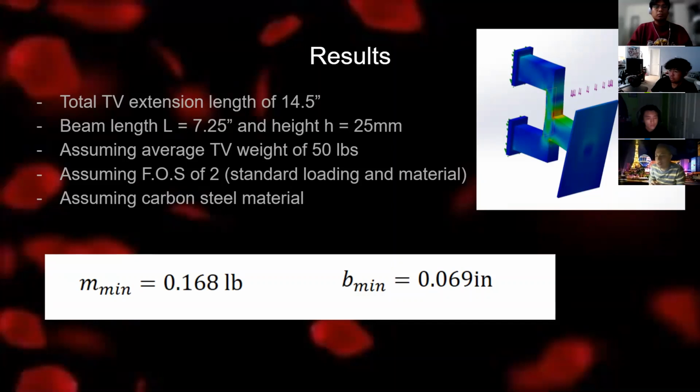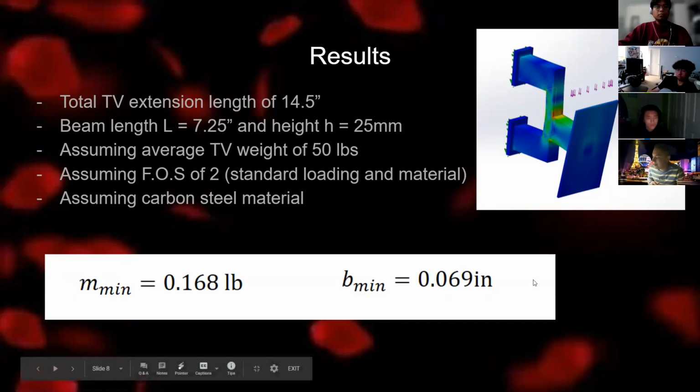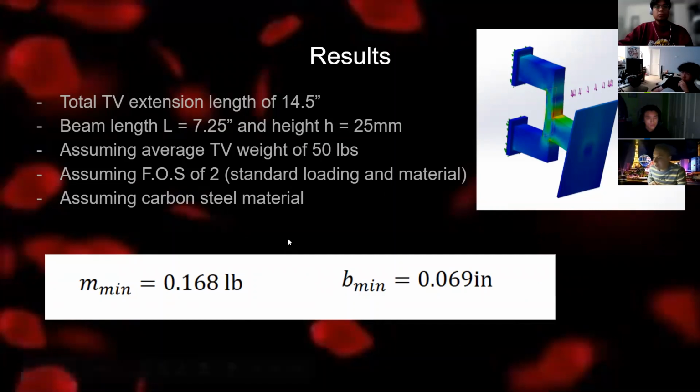We assumed a factor of safety of 2, considering standard loading and reliable material. In this case, we're assuming that the material is carbon steel. After those assumptions, we found our minimum mass and minimum base length, which were 0.168 pounds for the minimum mass, and 0.069 inches for the base.